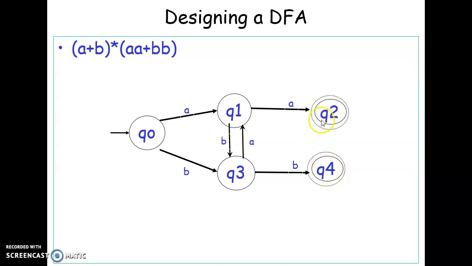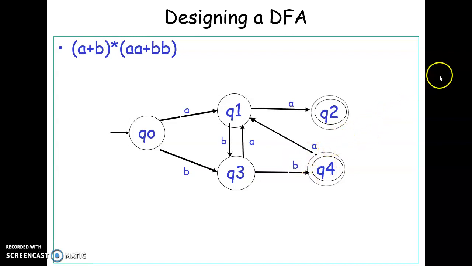And then similarly, if Q2 gets a B, again the same strategy. If you get a B, you need one more B before getting to the final state. If you get a B here, it means you have an A and then another A came, or maybe you are coming from here, and you have this double A. Now, if you are at this state Q2 and you get a B, you need to go to this state where you need one more B to get to the final state. So look at this.